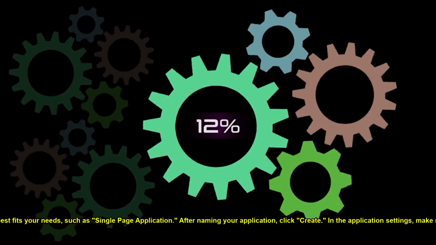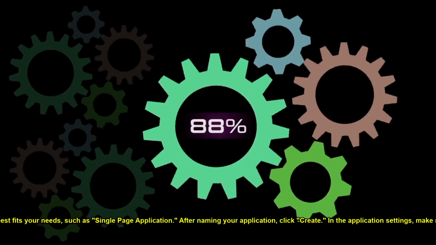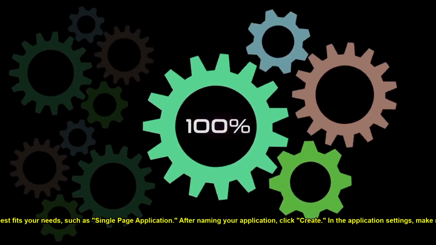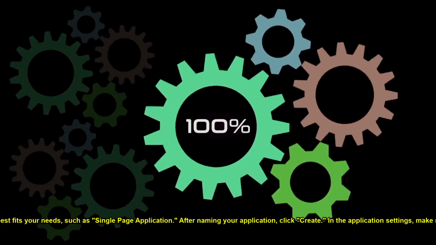Choose the application type that best fits your needs, such as single-page application. After naming your application, click Create. In the application settings, make note of your domain. These credentials will be necessary for your application later.